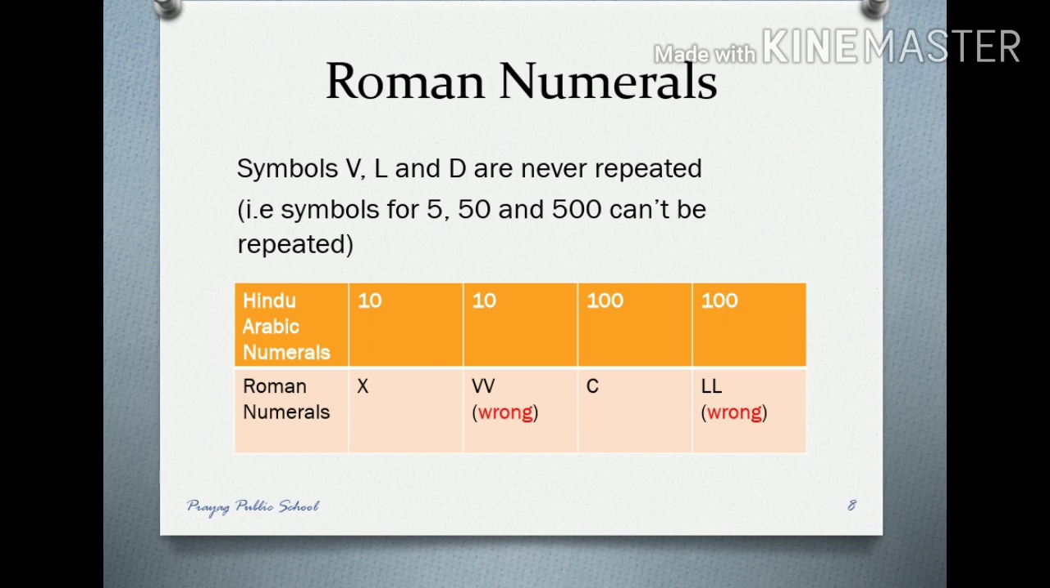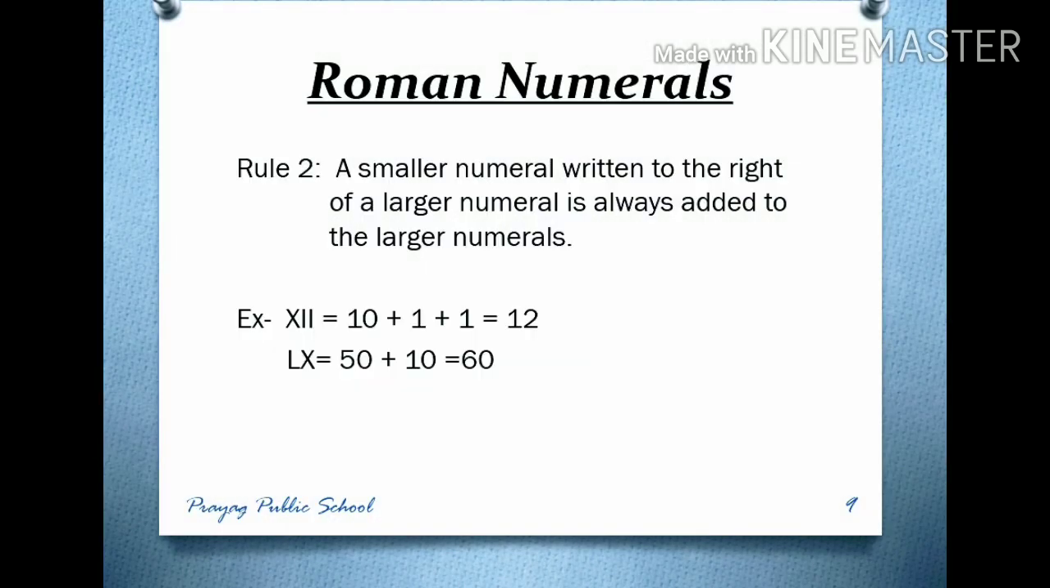That is the correct method. But we cannot represent it with the help of VV, that is an incorrect method. Similarly, 100 can be represented with the help of C, not with the help of LL. LL is the wrong method because repetition of V, L and D cannot be done.